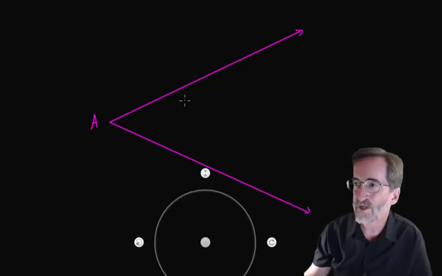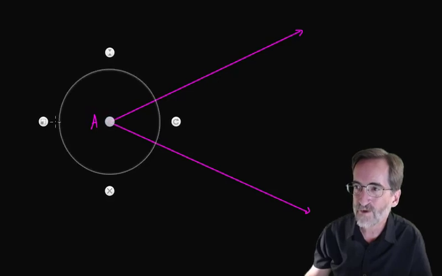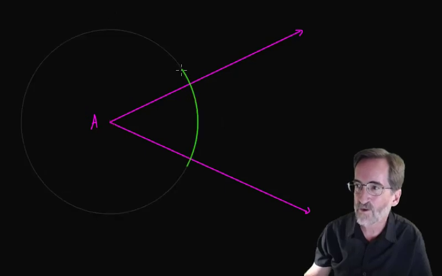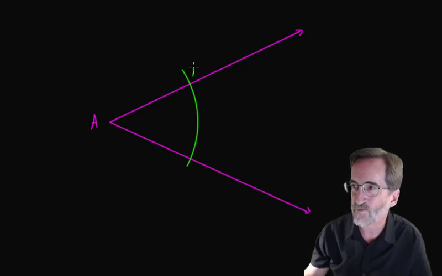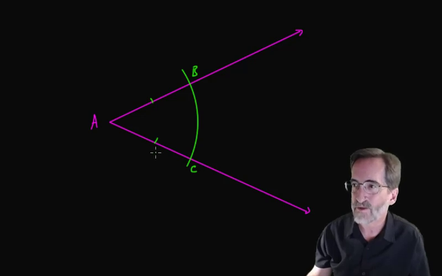I'm going to take my compass and put it on vertex A, and I'm going to draw an arc that crosses both legs of the angle, both sides of the angle. I'm going to label the intersection points B and C. So we've got two intersection points. B is the same distance from A as C is from A. You may recall that from our copying a segment lesson. So AB is the same as AC because the compass setting is the same.